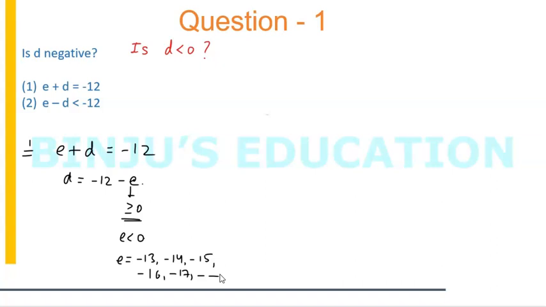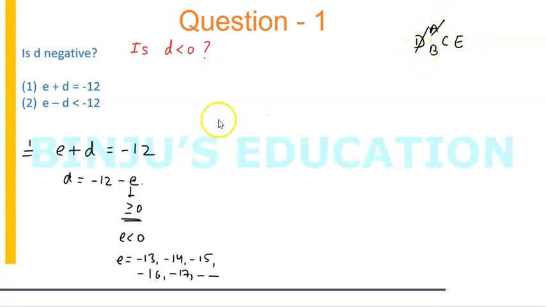So the basic point is, unless and until I know anything about E, I won't be able to figure out whether D is negative or not. I do not know that. So statement 1 simply gives me E plus D is minus 12. So I can't conclude anything, which means if I write my options in order, we have A, B, C, D, E. So A goes out, D goes out.